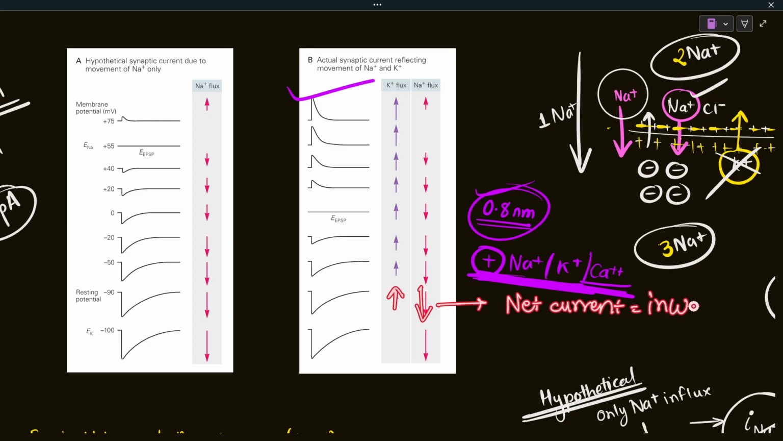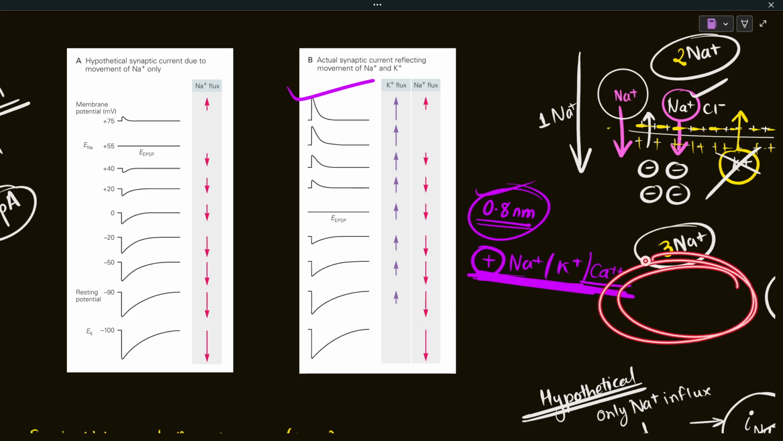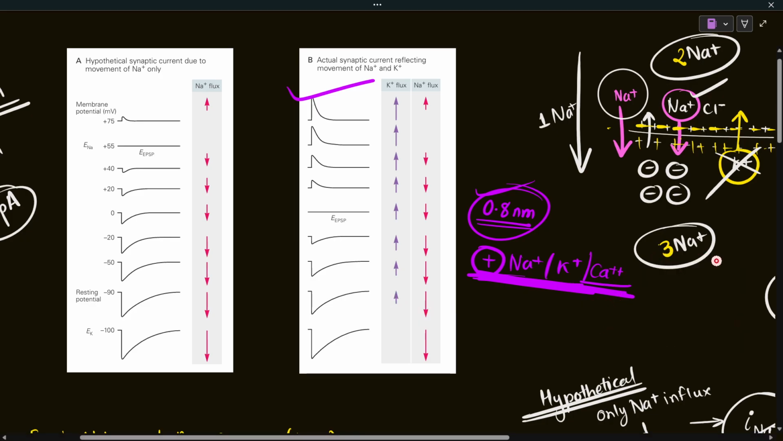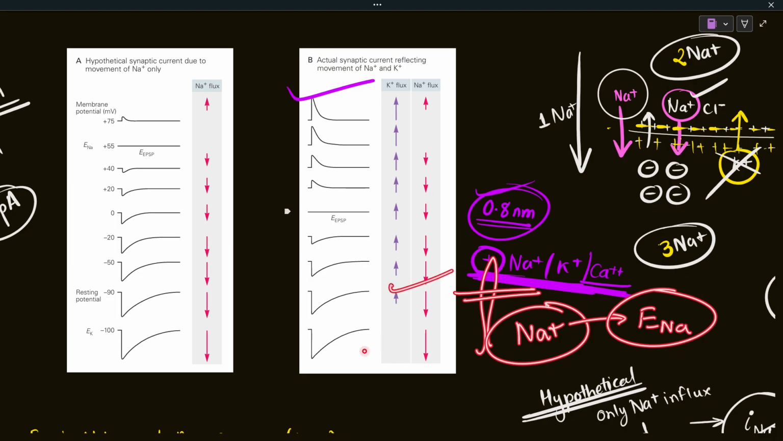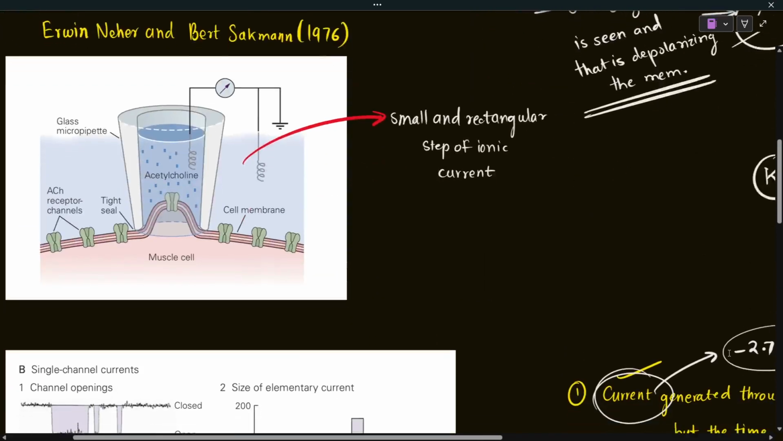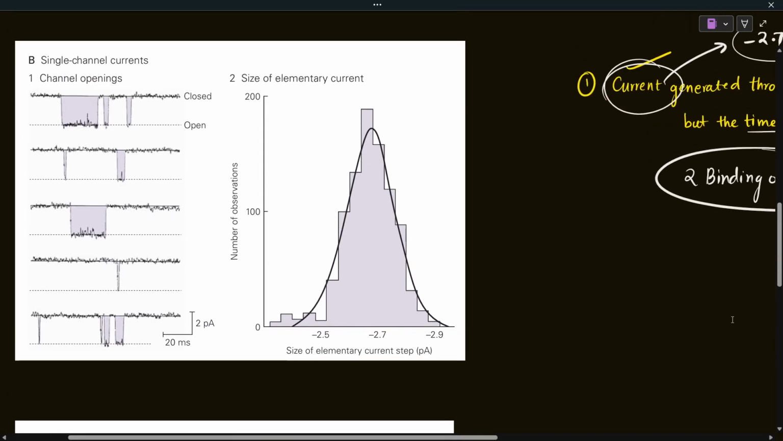This means that sodium ions are the ones giving the inward current. And remember, when we were learning about the action potential, we said that the action potential is generated due to the influx of sodium ions. But it does not exactly reach ENa, due to some efflux of potassium ions. I hope you are now able to relate all the information that we learned in that class.